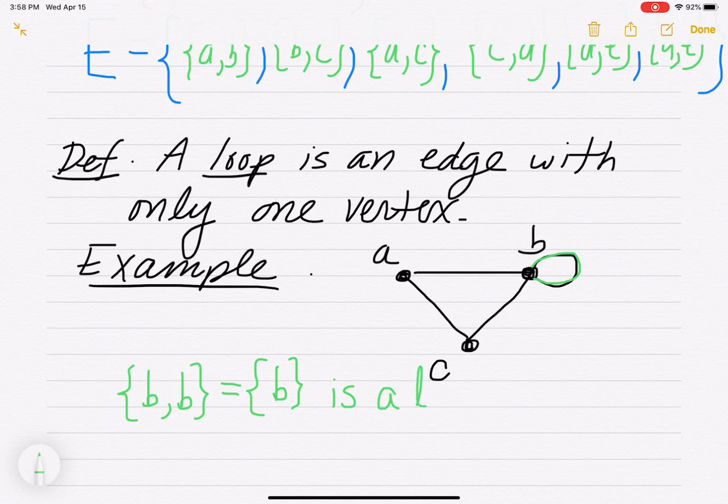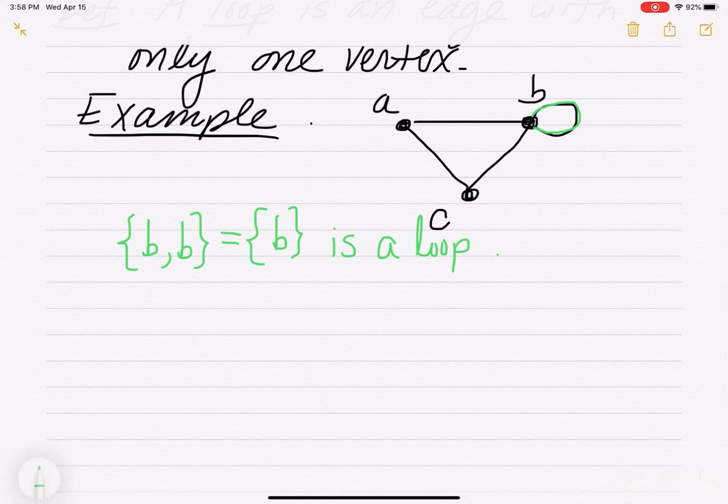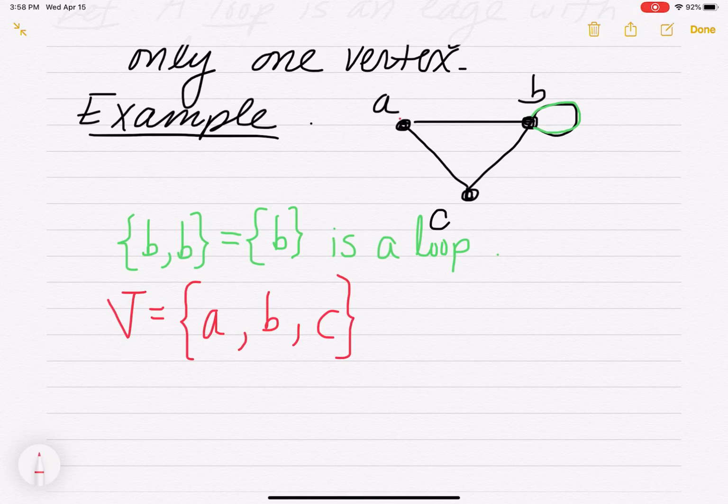A loop is an edge with only one vertex. So if I were listing all of the vertices here, just the vertex set, I'd have A, B, and C. I'd have those three vertices. And when I'm doing my set of edges, first of all, I'd have AB. We got from A to B, that's an edge.